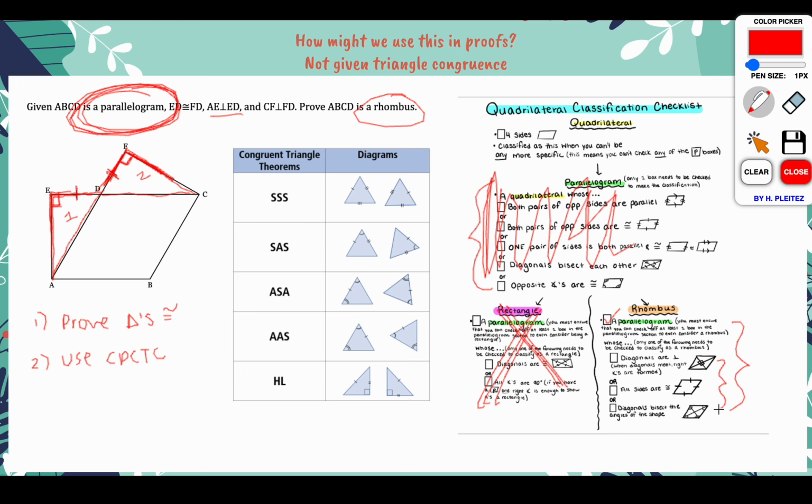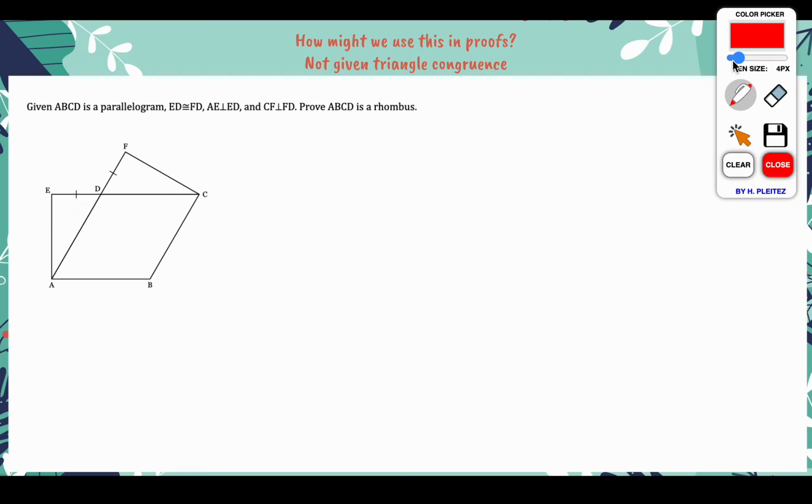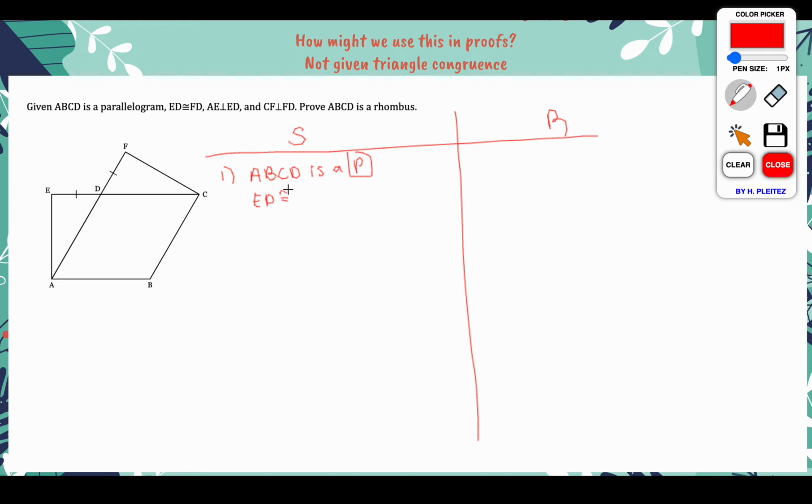All right, so I feel like if we can use CPCTC to get that this piece is congruent to this piece, then we're gonna have enough to prove the rhombus. So let's get into it right now. So don't forget, we have a statement and a reason chart. And again, sometimes it might not go to plan. We might have to shift our plan, which is okay. So ABCD is a parallelogram. Yes, you have to write all the givens. ED is congruent to FD.